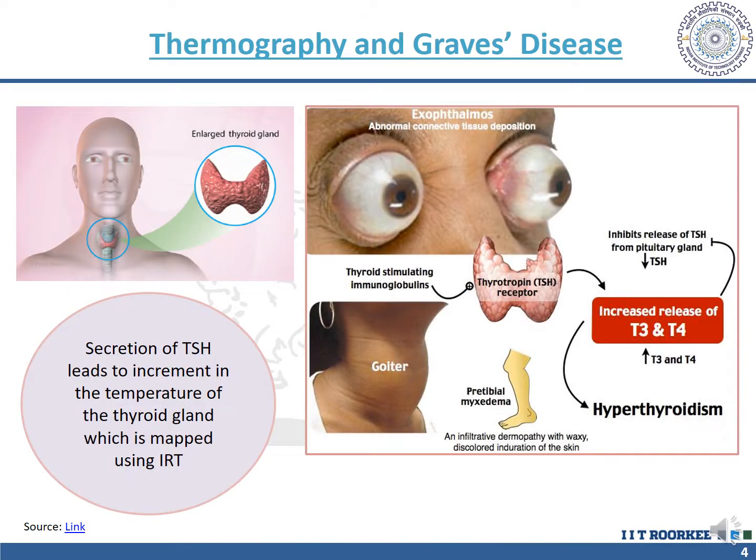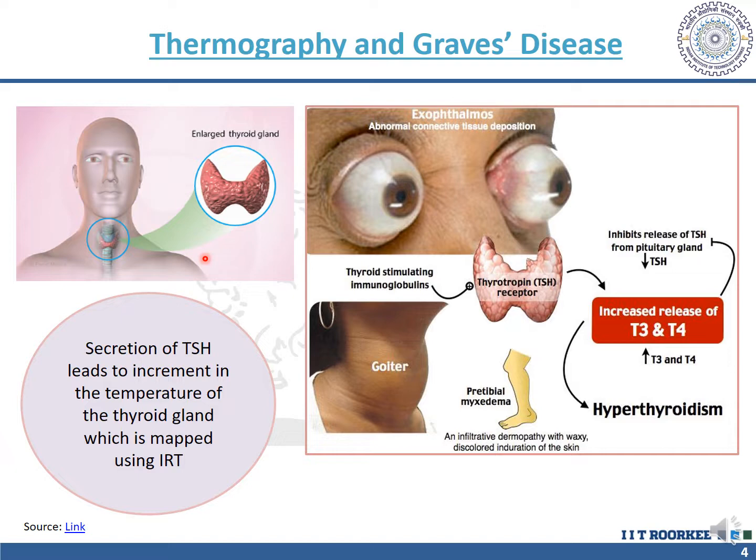Now, in our work, we have used infrared thermography to detect Graves' disease. So, first of all, I would like to talk about what Graves' disease is and how thermography came into the picture. Graves' disease is an autoimmune disorder related to the thyroid gland, which is a butterfly-shaped organ in front of the neck, like shown in this image. The main job of this thyroid gland is to secrete the thyroid hormones, which control many of our body functions.